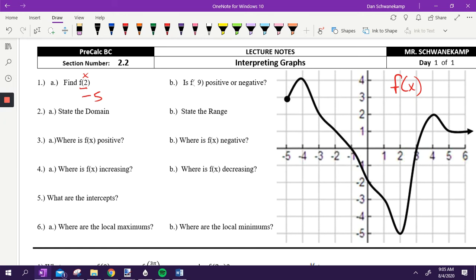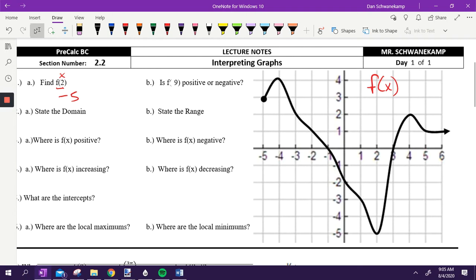Letter B says, is f of 9 positive or negative? Give me a thumbs up if you think f of 9 is positive. Give me a thumbs down if f of 9 is negative. Thumbs up if it's positive. Thumbs down if it's negative. It's positive. It's positive. How can I tell? The arrow. The arrow is a straight line.